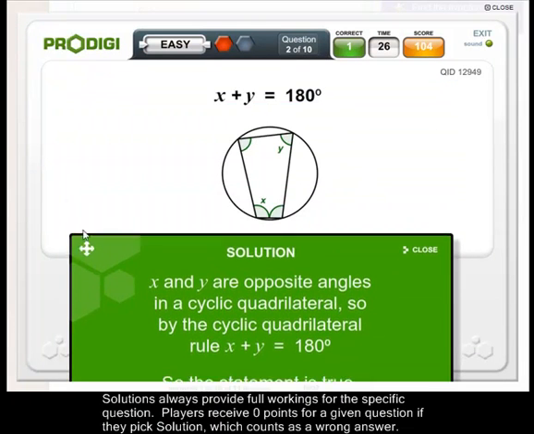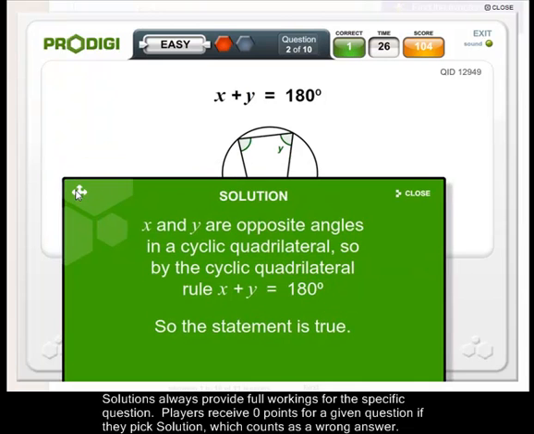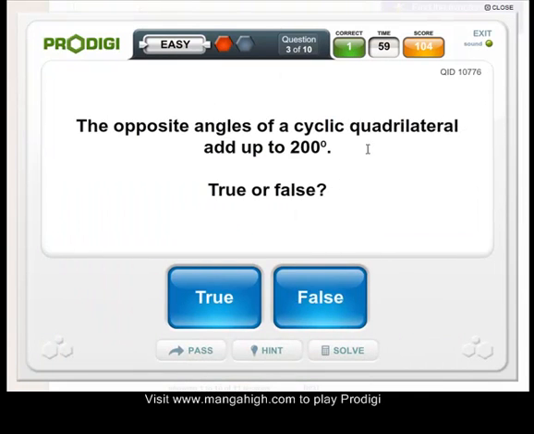So here it's telling us, okay, it is a cyclic quadrilateral. The angles are opposite, therefore x and y equals 180. So okay, that's told us. Now we've gained knowledge. Let's go ahead and try and use that knowledge. The next question asks us that, and we just found out that is false.